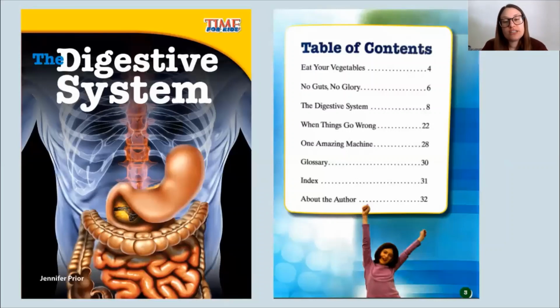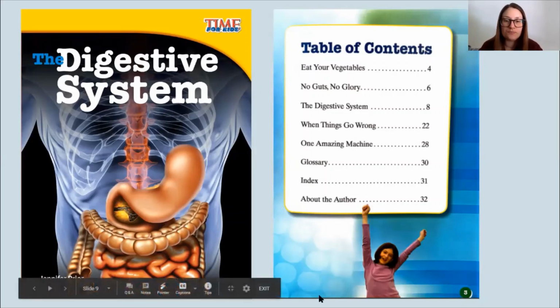There are a couple more places that we can look that can tell us about the author's purpose. We, of course, can look at the cover page and think about the title of the text, The Digestive System. And we can look at the table of contents to give us an idea of what this text is about. What is in here? Eat Your Vegetables, No Guts, No Glory, The Digestive System, When Things Go Wrong, One Amazing Machine.